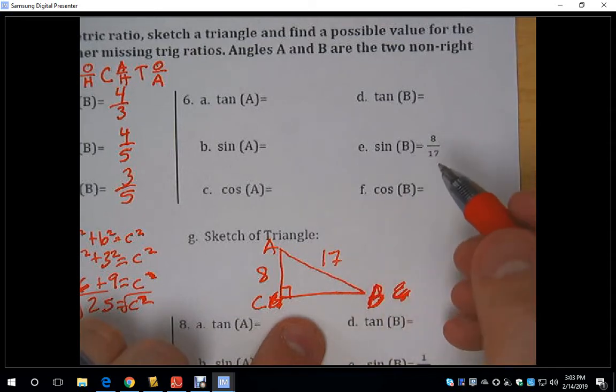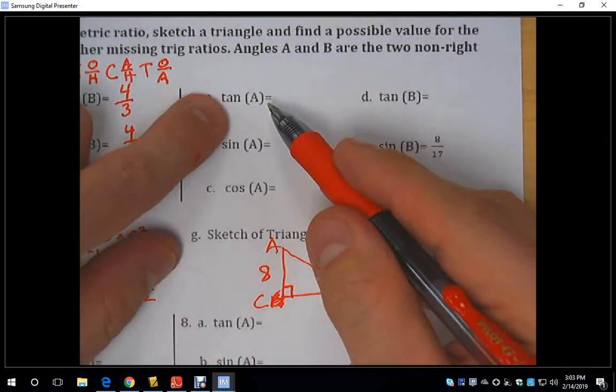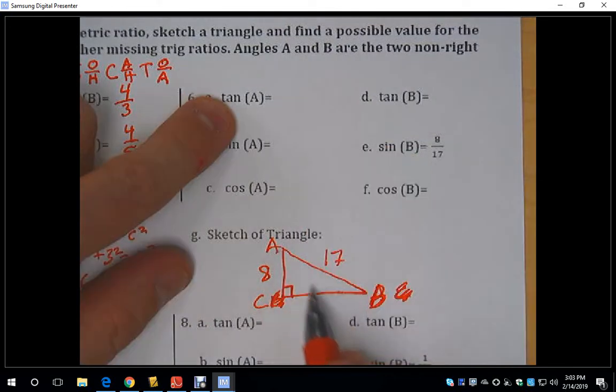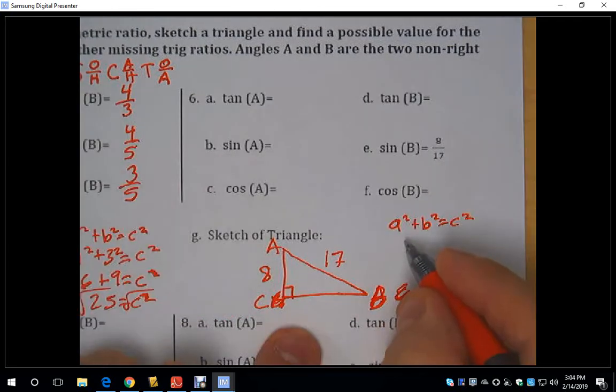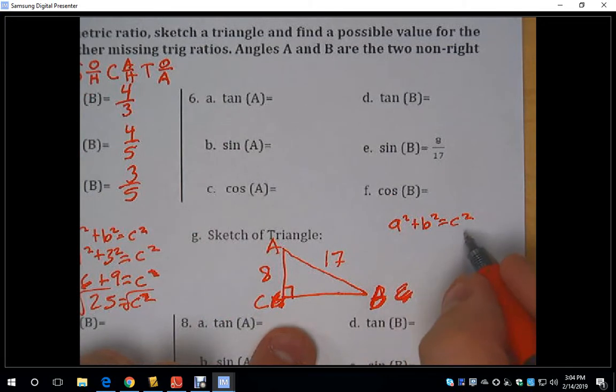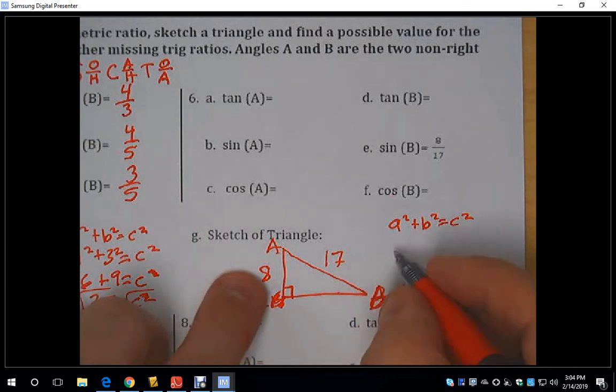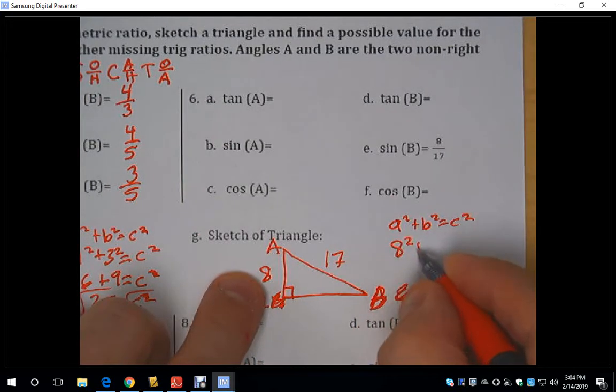Now let's find what tangent of angle A is. Well, we can't find tangent of angle A yet, because from angle A's perspective, opposite would be here over the adjacent 8, and I don't have the opposite. So I'm going to find this missing side by using the Pythagorean theorem, a squared plus b squared equals c squared. The c has to be the longest side, so the longest side here is 17. So I'm going to write 8 squared plus b squared.